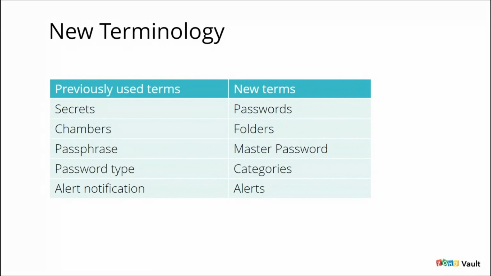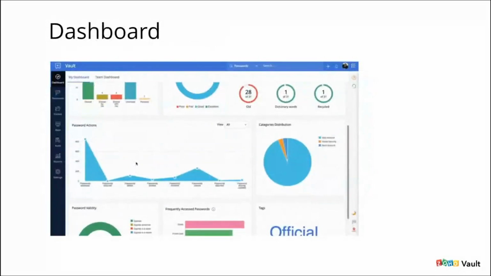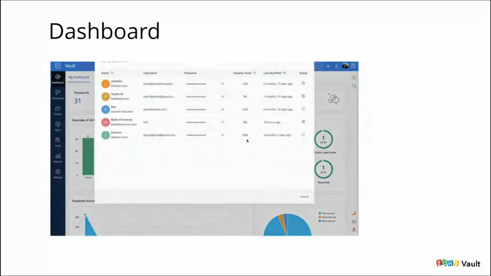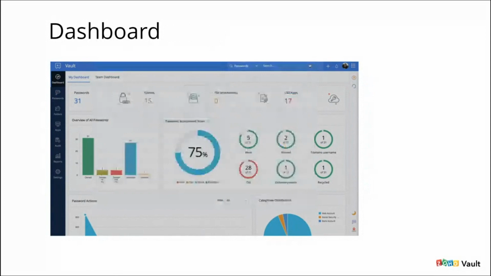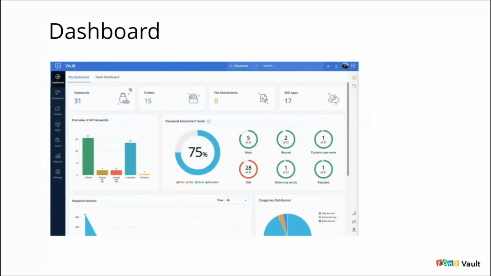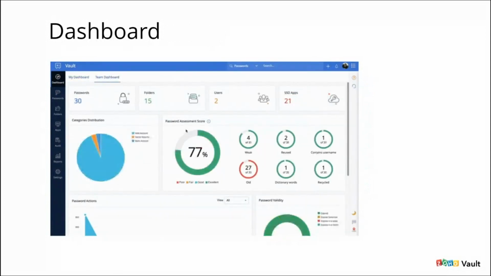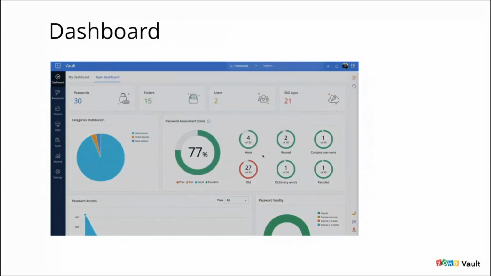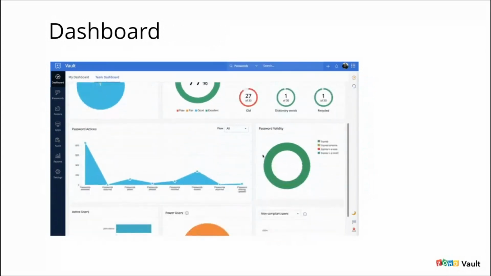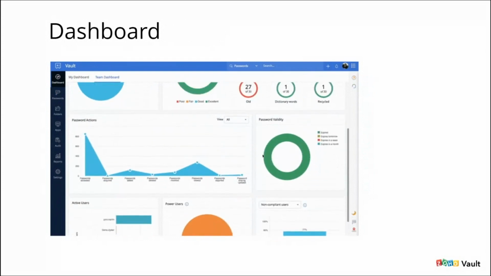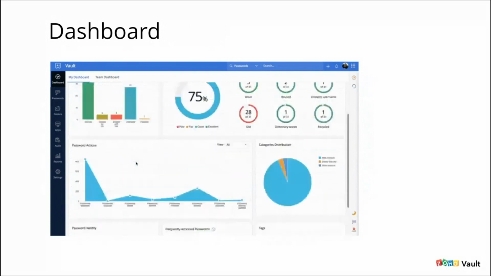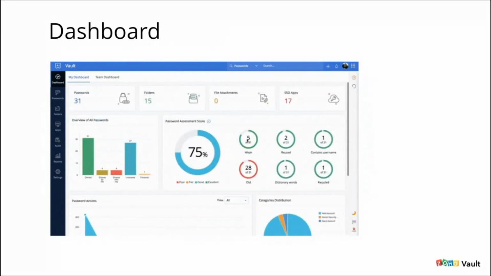So let me just quickly run you through the new UI screens starting from the dashboard. In the new UI, you get extensive security insights for all major actions performed from your dashboard, and you can also get an overview of your personal and your enterprise passwords as well. So you can switch between either of these tabs that you see on your screen, between My Dashboard and Team Dashboard, and you can find your password security score.